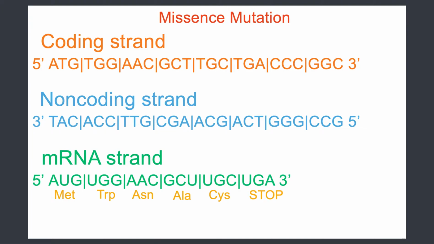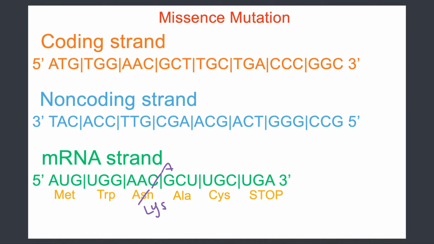Missense Mutation. This mutation occurs when you change a single nucleotide, which changes the codon and makes a different amino acid. In this case, I changed the AAC codon in the mRNA sequence to AAA, which would code for LYS instead of ASN.